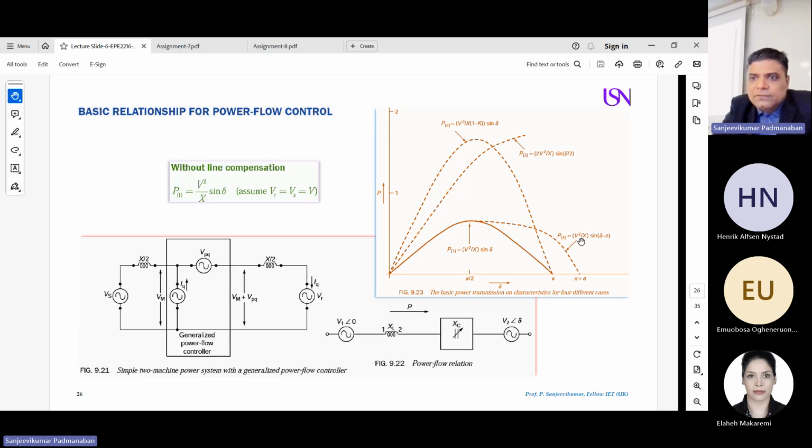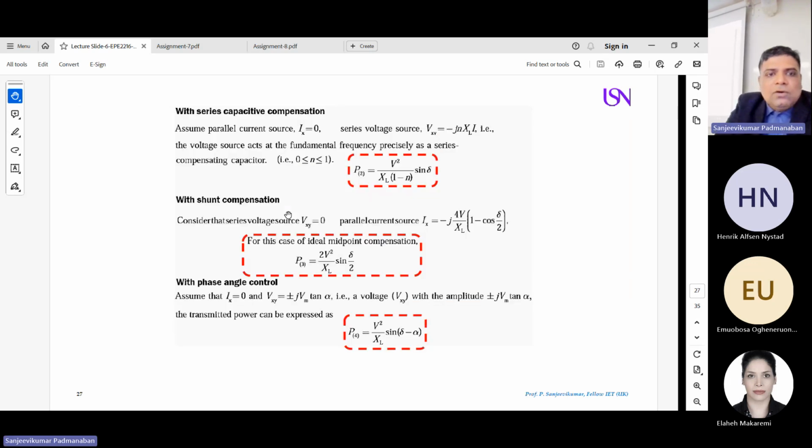So this is the characteristic of your power angle characteristics, V² by X into sine (delta minus A). So these are the different characteristics. You can have an idea how it can influence your angle delta. Now I want to give an overall comparison. If you use a series capacitor compensation, how to calculate P2.